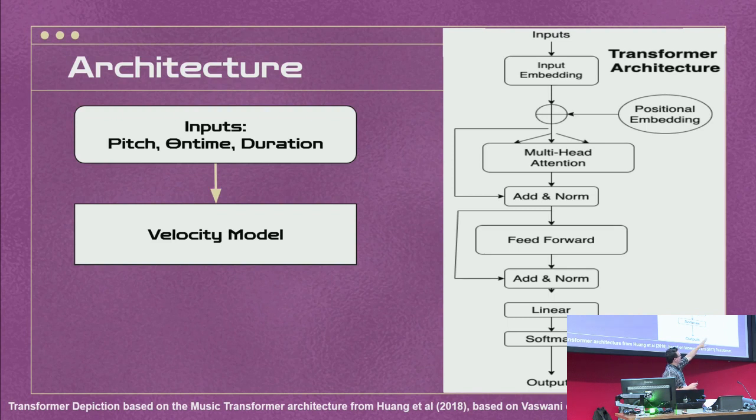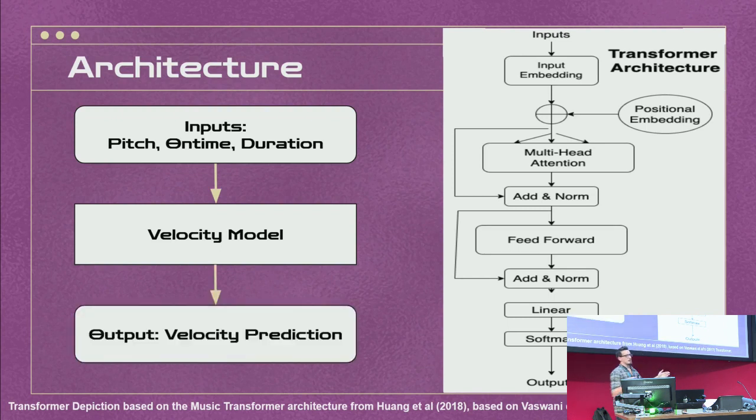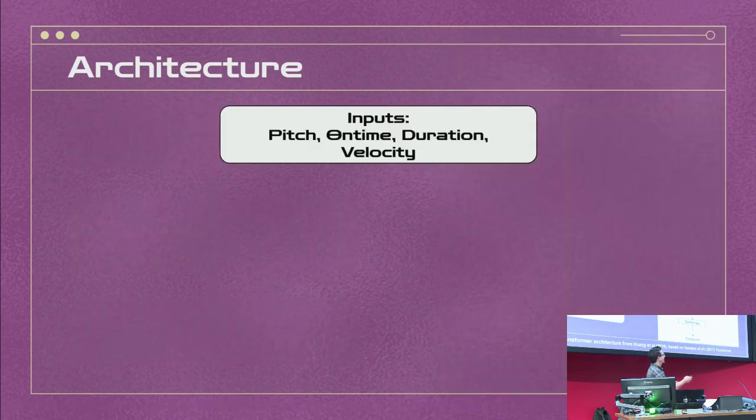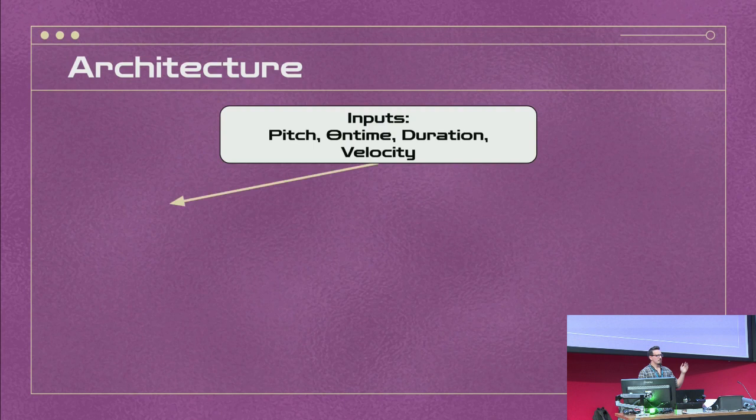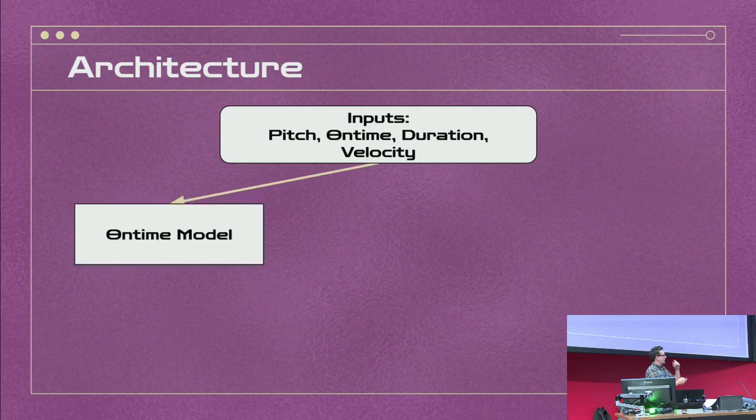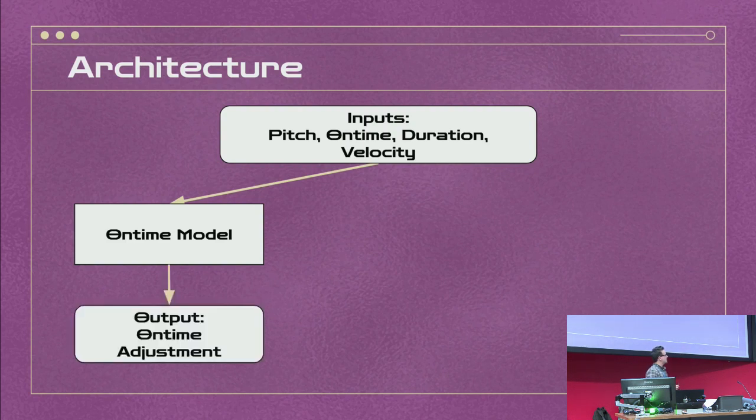All it needs is those 3 bits of information for every note in a piece. And that gives us a velocity prediction, obviously. But then if we combine that with the other 3 points of data, we can use 3 separate models. One to look at the start of a note and to predict adjustments to this, either forwards or backwards.